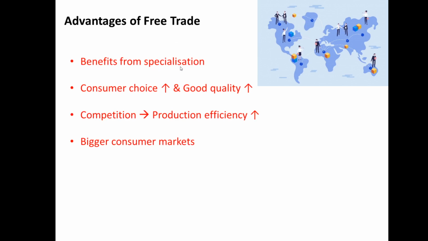The benefits from specialization, and that's why they have more choices. Think about this: if you don't trade with other countries, you may not be able to produce some goods that you are not good at. So if you have international trade, there will be bigger choices for the consumers, and when people have a comparative advantage, usually the goods that they make should be in better quality because they are good at producing that kind of products or services.